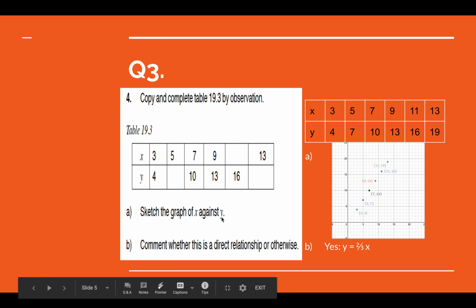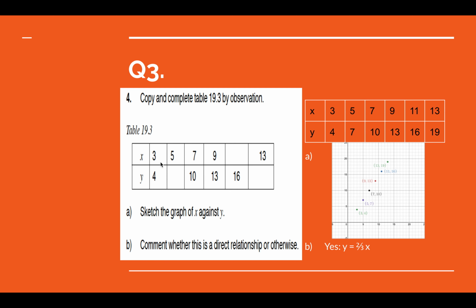In this question, we are told to copy and complete the table and then sketch the graph of x against y. Then later on we get to comment whether that relationship is direct or otherwise. So in order to fill in this table, we have to notice the pattern that is happening here. So from 3 to 5, 2 was added. From 5 to 7, 2 was added. 7 to 9, 2 was added. So you can only assume that we add 2 to 9, and then this number plus 2 gives us 13. So 9 plus 2 is 11, and indeed 11 plus 2, we get 13. So we can assume that the correct answer for this is 11.